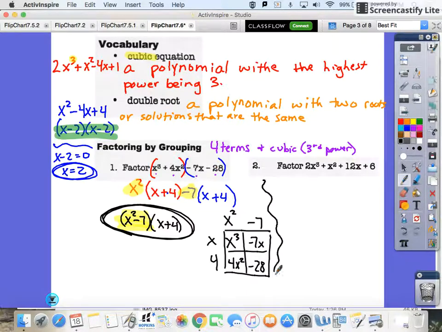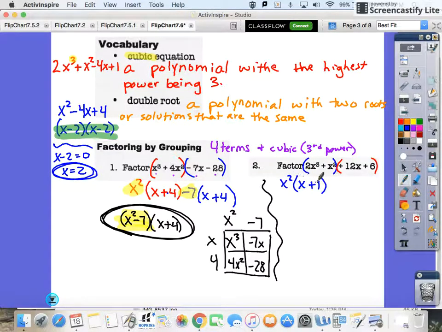All right, so let's do this next one similarly. It's got 1, 2, 3, 4 terms and the highest power of 3. So we'll put parentheses around the first 2, parentheses around the second. In the blue parentheses, the greatest that we can pull out of both is x squared. 2x cubed divided by x squared, there's 1 x left in there. And then we have plus 1.